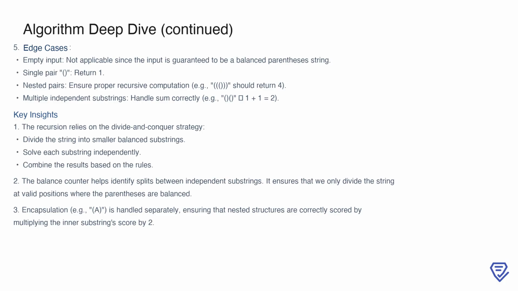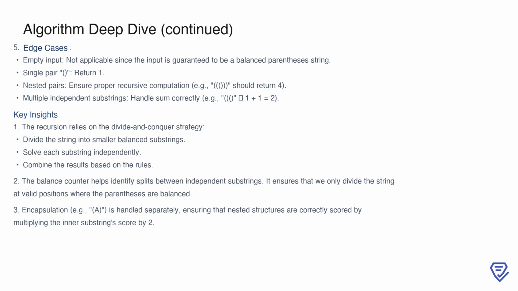For a single pair, we return 1 as defined. For nested pairs, such as "(())", we must ensure the recursion correctly calculates the inner scores step by step, resulting in a score of 4. For multiple independent substrings, like "()()", the algorithm must sum their scores properly, giving 1 plus 1 is equal to 2. At its core, this recursive solution relies on a divide-and-conquer approach.